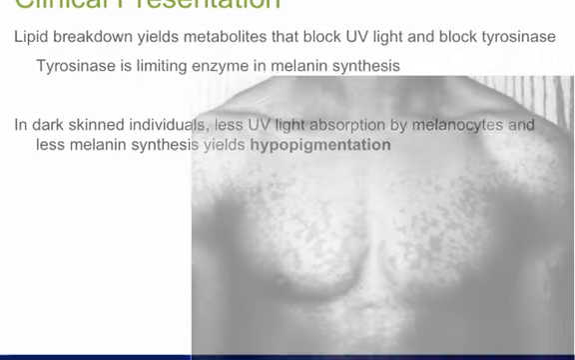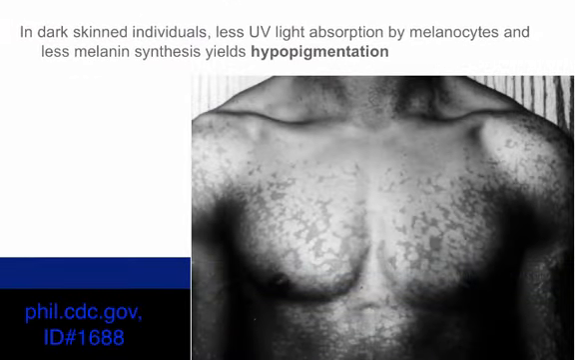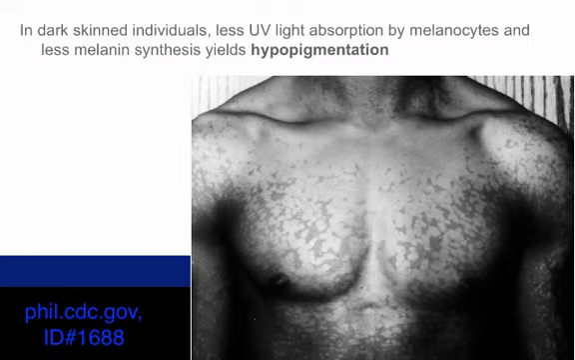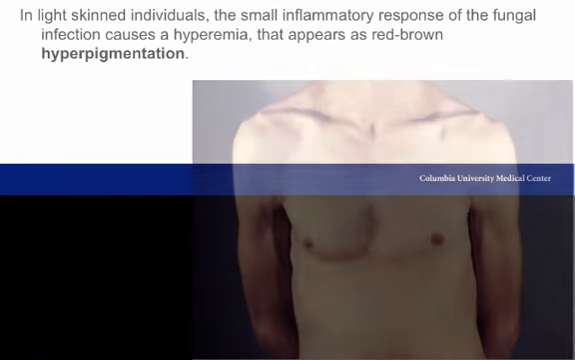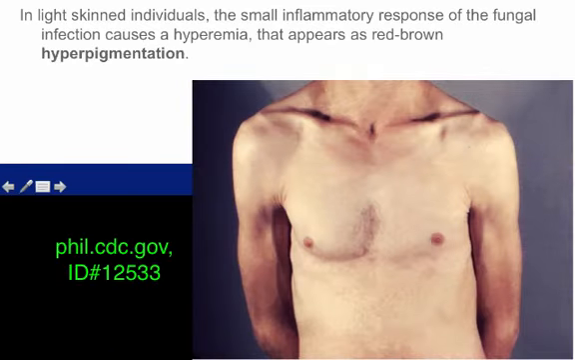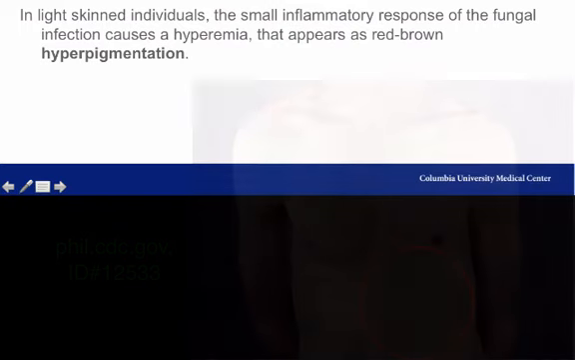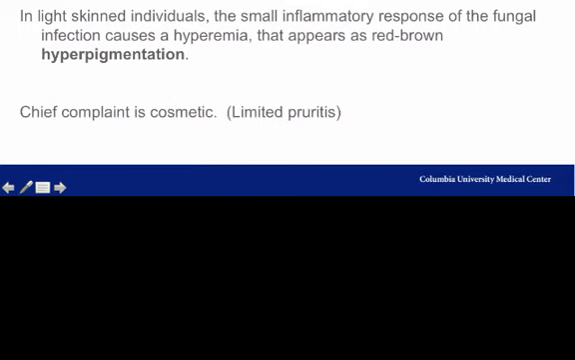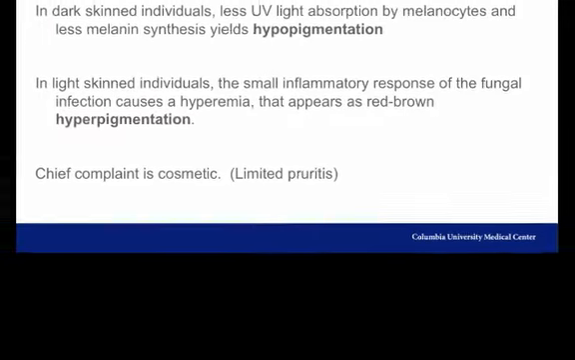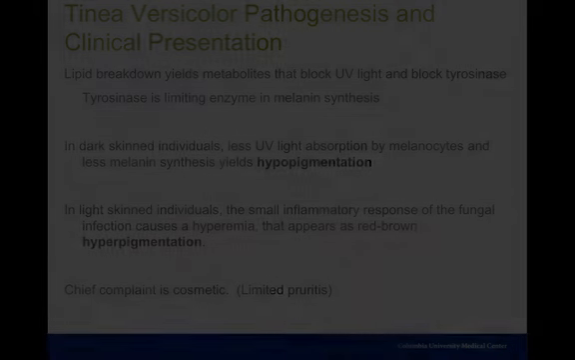In dark-skinned individuals, less UV light absorption by melanocytes and less melanin synthesis together yield hypopigmentation. In lighter-skinned individuals, or individuals with very few melanocytes, the small inflammatory response that accompanies this Malassezia proliferation results in a local hyperemia or redness that appears as a red-brown hyperpigmentation of skin. And so, the chief complaint in these patients is typically cosmetic. They're complaining of a change in skin color.